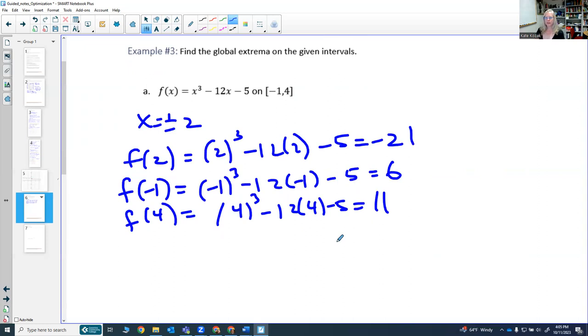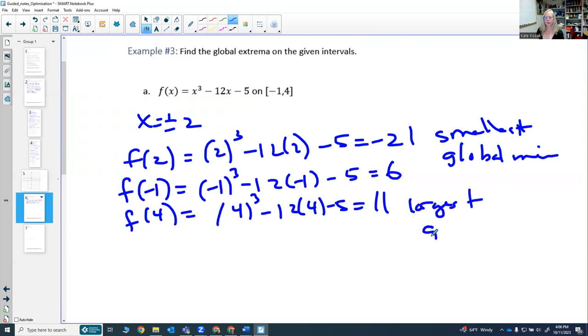The smallest number is negative 21, so that is your global min. And the largest number is 11, so that is your global max.